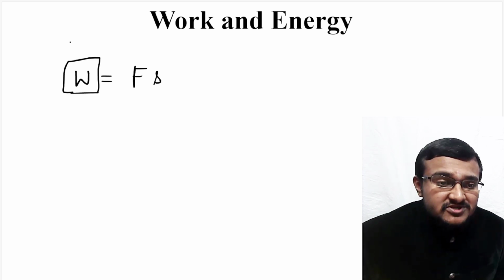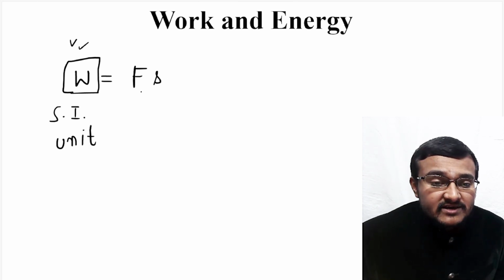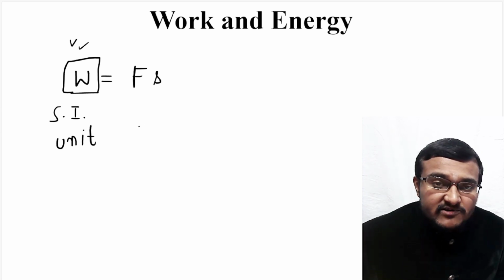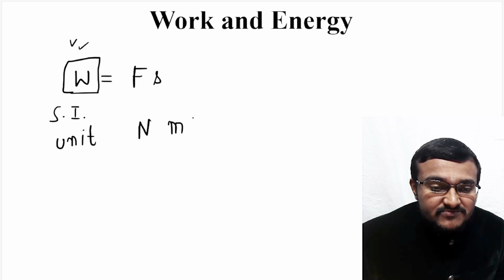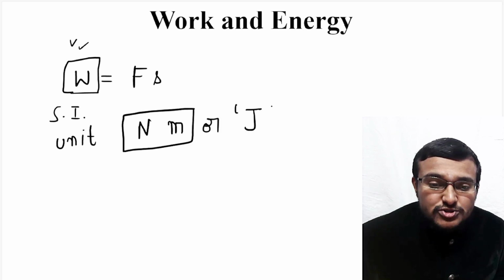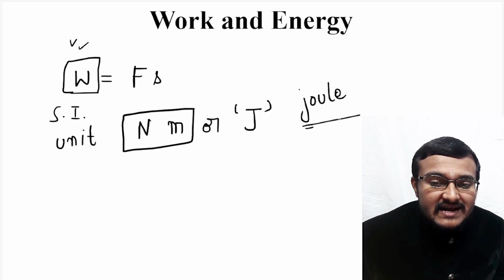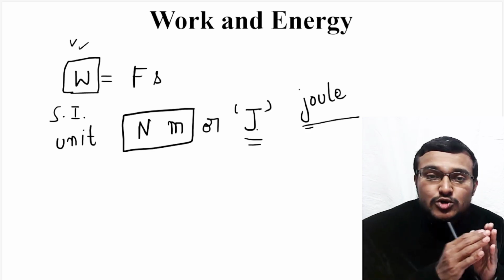Now we should try to find out what the SI unit of work done is. What might be the SI unit for work done? Here we have force and displacement. The SI unit of force is Newton and the SI unit of displacement is meter. So Newton meter can also be known as joule. Joule, either you should write small j and expand the full form, or you should write capital J and you should not expand the full form.